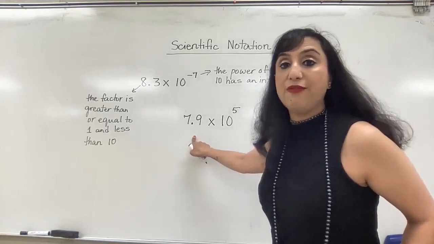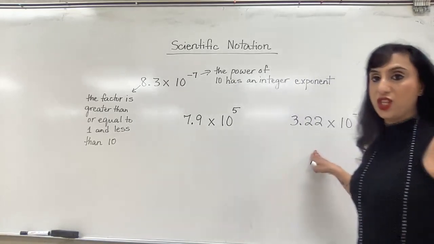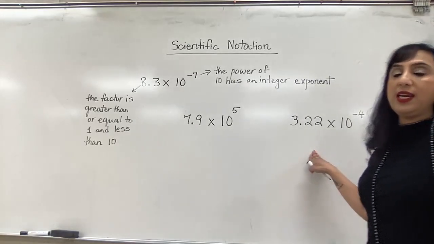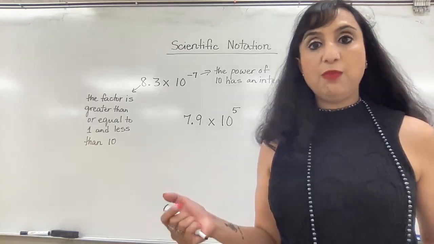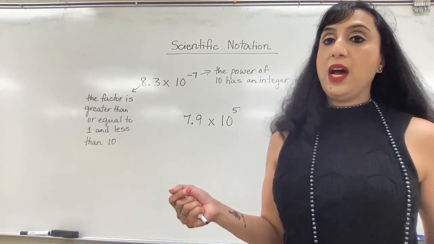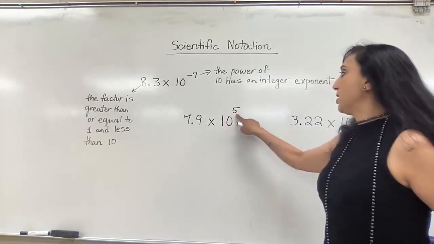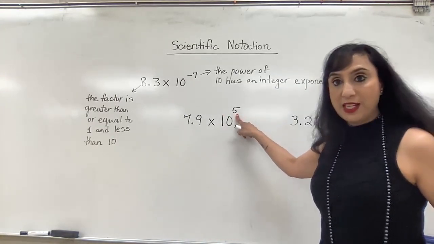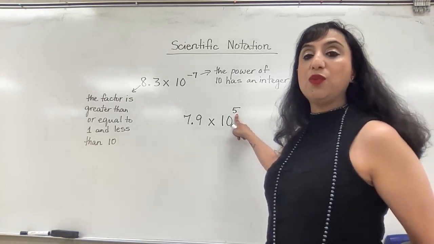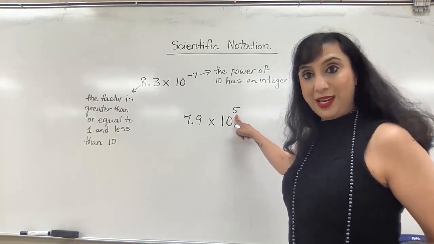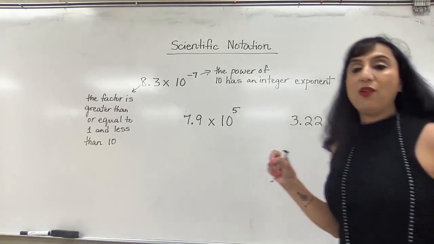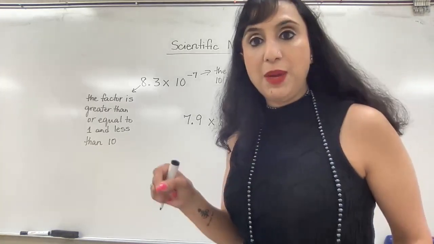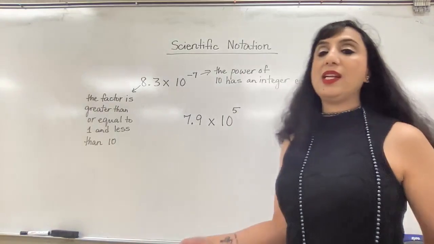In order to convert these from scientific notation to standard form, I am just taking the decimal and moving it right or left. If it is a positive exponent, my arrow is going to move to the right because I'm multiplying. If it is a negative exponent, my arrow is going to move to the left because I am dividing.